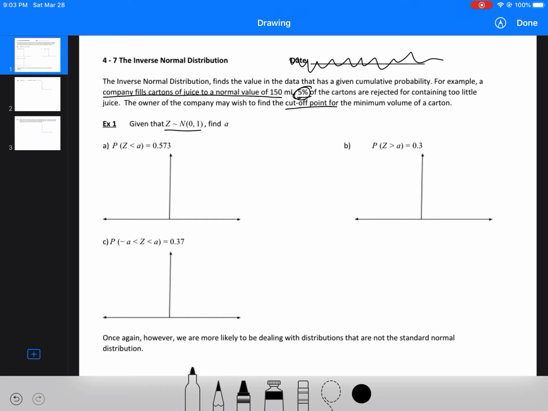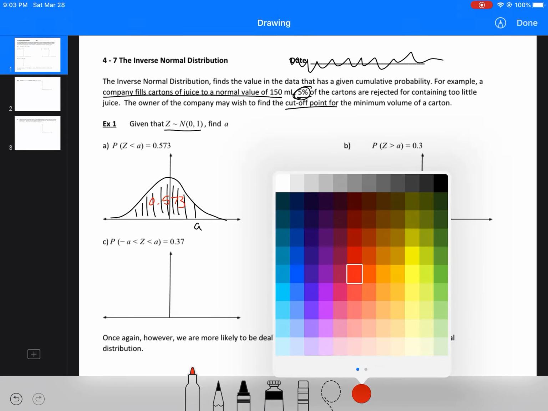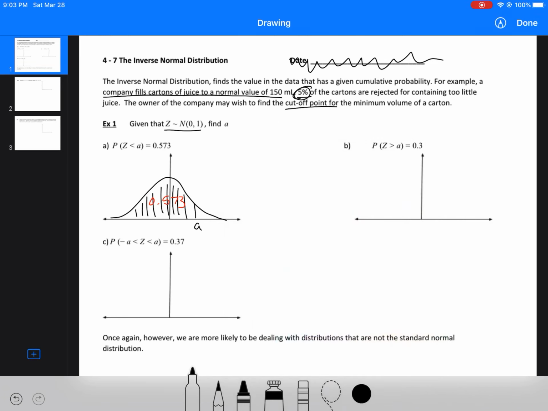Given that we're looking at the standard normal distribution, we're going to try and find A. We're looking at the probability that Z is less than A, when that area under the curve is 0.573. So where is that A value? The area to the left is equal to 0.573. What is the value that makes that true?